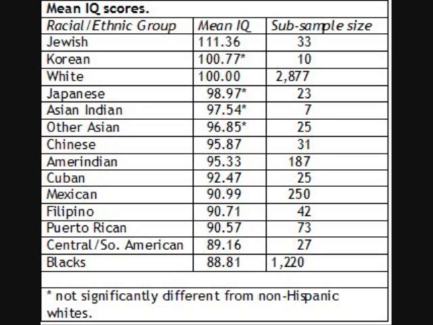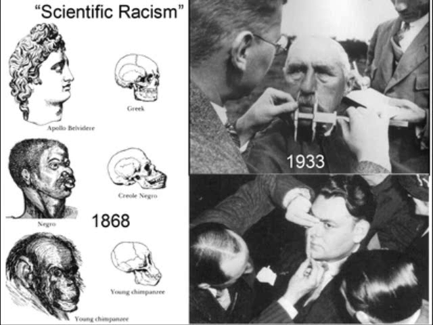Also, here is a means scale. Now, this is used primarily in math, where you have your mode and your means and your averages. You have Jewish people on the higher end, and on the lower end, anywhere in between you have that, and on the lower end, blacks.